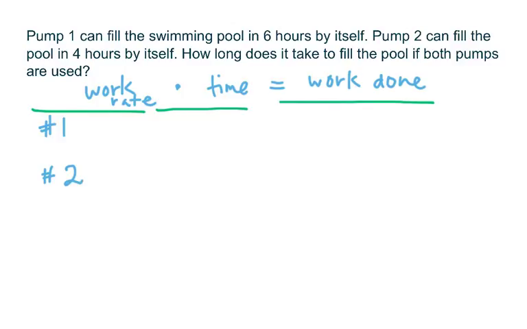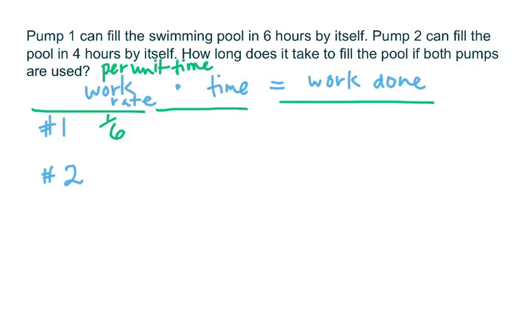So what is the rate per unit of time? If pump 1 can fill the pool in 6 hours by itself, its rate is not 6 hours. Its rate is how much of the job per hour it does. So if it is filling the pool in 6 hours by itself, it's doing 1/6 of the job per hour. So it's really work rate per unit of time.